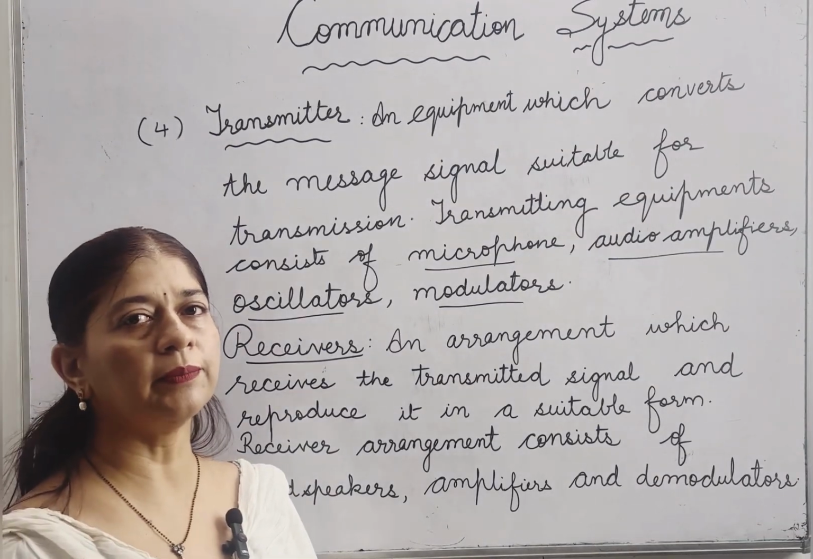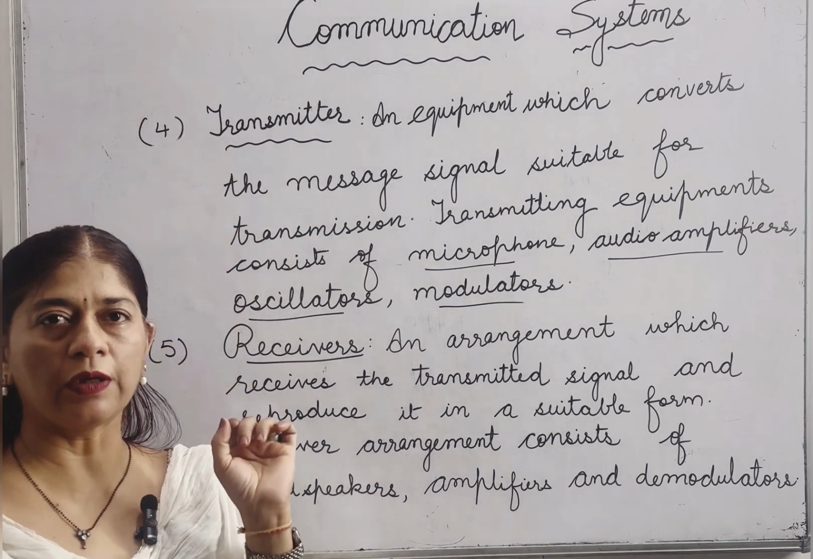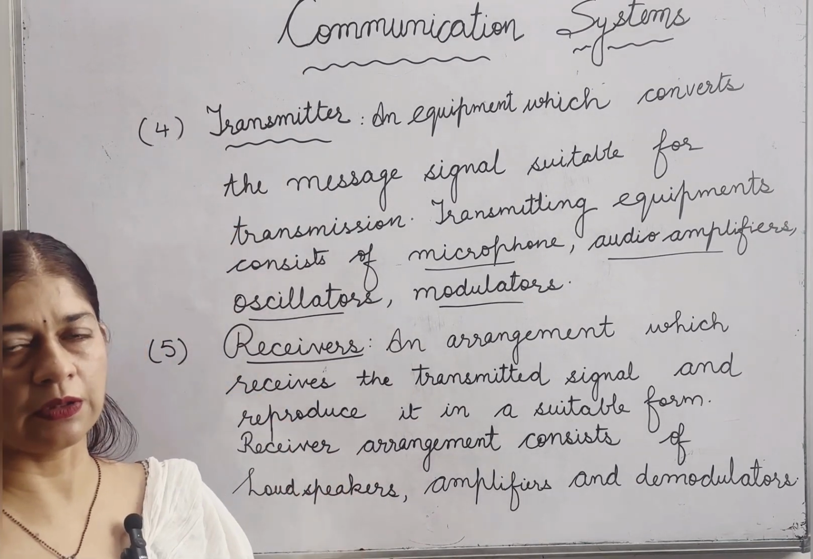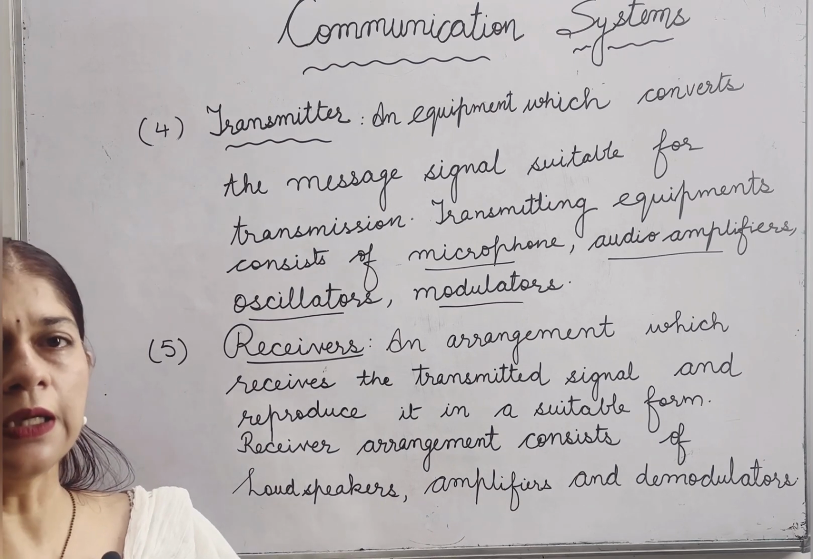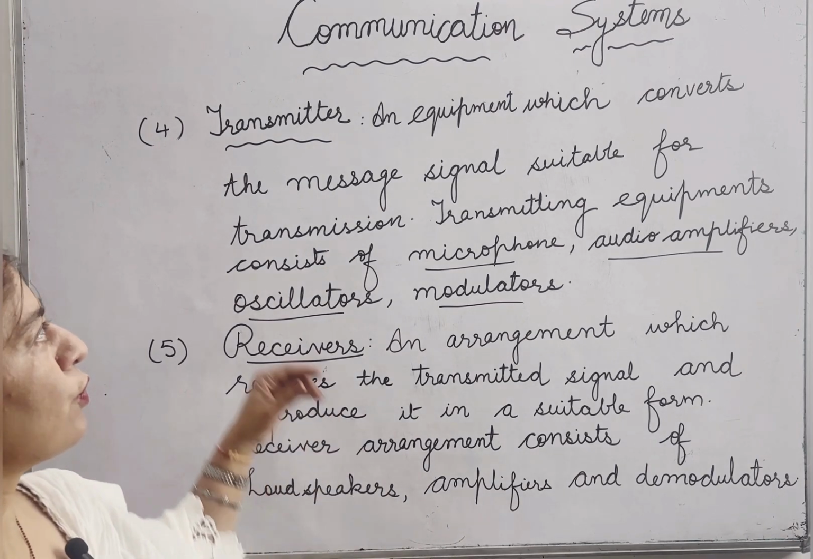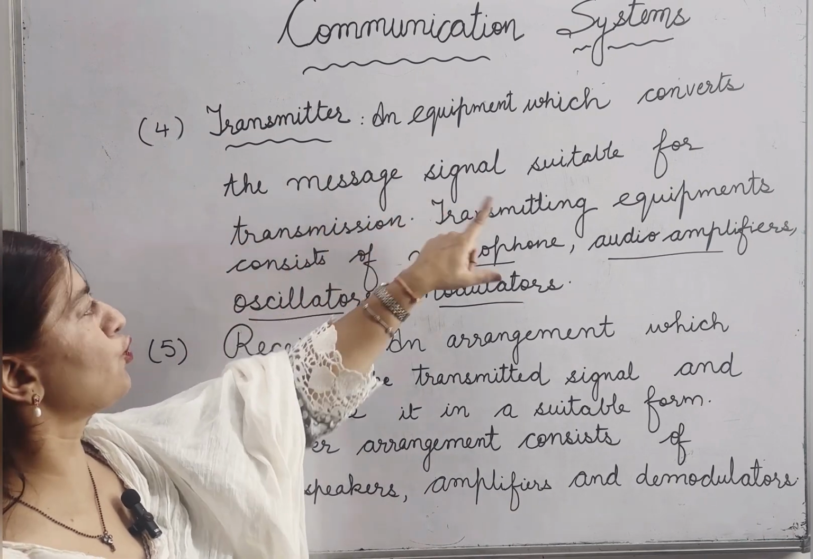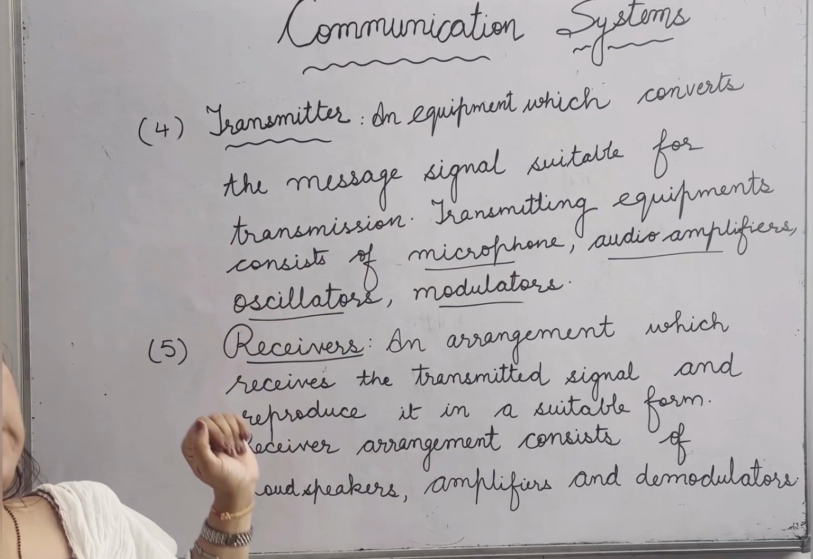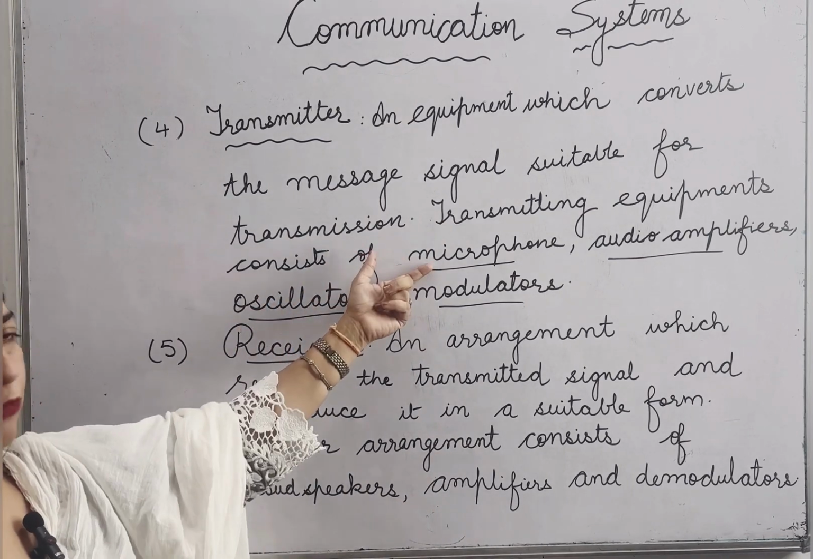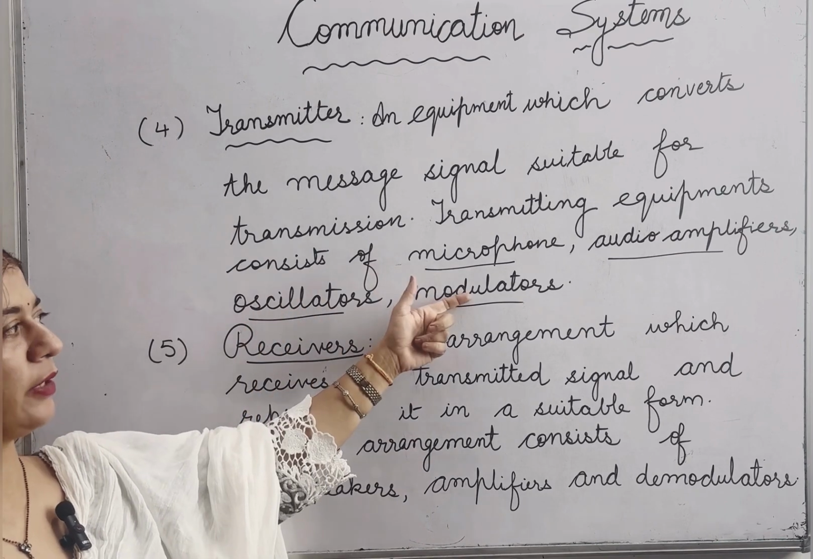The fourth term is transmitter. Transmitter is an equipment or an arrangement that helps the signal that is to be sent in a suitable form. So it is an equipment which converts the message signal to be suitable for the transmission. Transmitting equipment consists of microphone, audio amplifiers, oscillators and modulators.